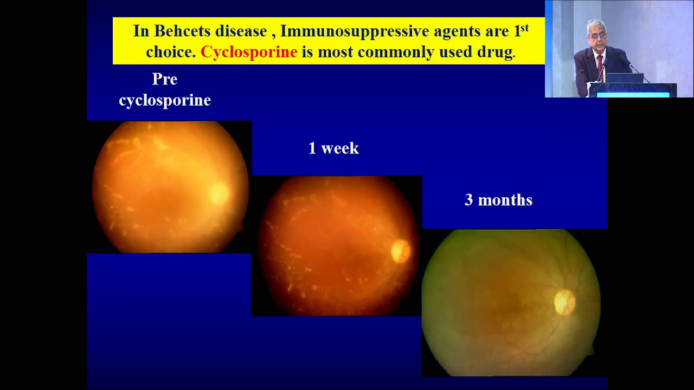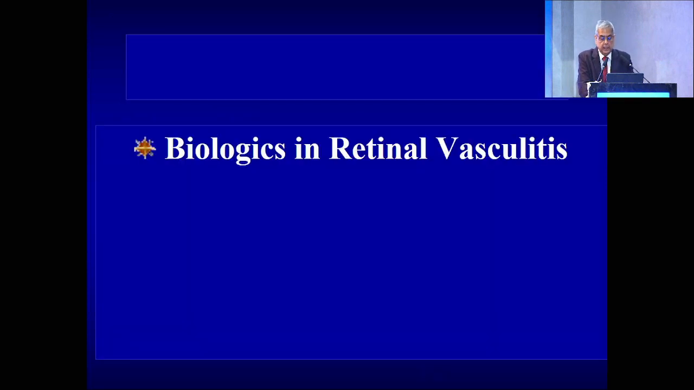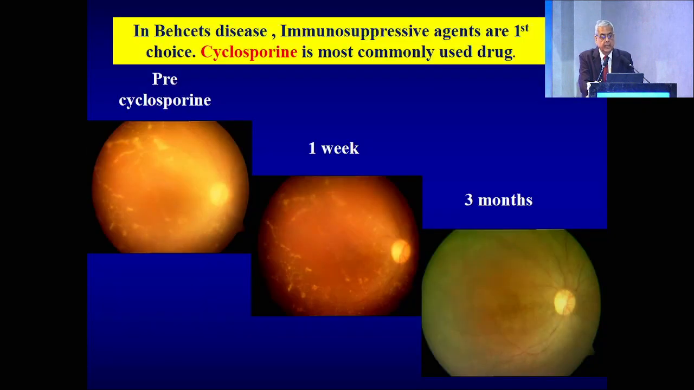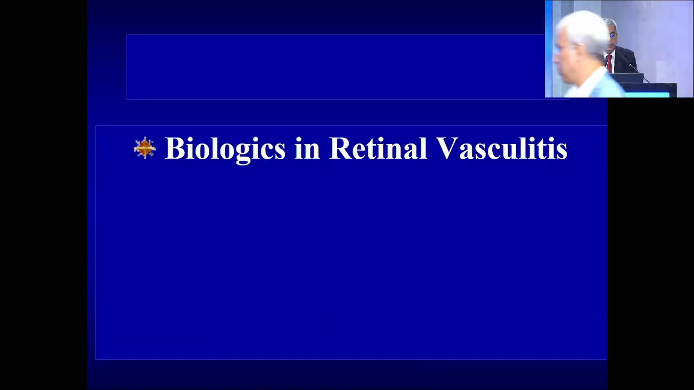Behçet's disease is a kind of immunologic disease where immunosuppressives such as cyclosporine or azathioprine can be used, and here is a patient who was treated with cyclosporine. At 1 week there is a significant resolution of inflammation, and at 3 months there is a complete resolution.